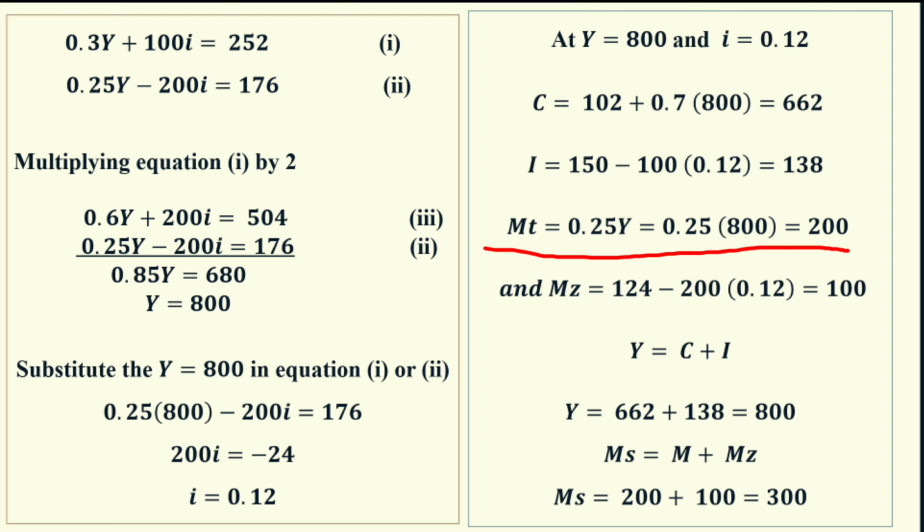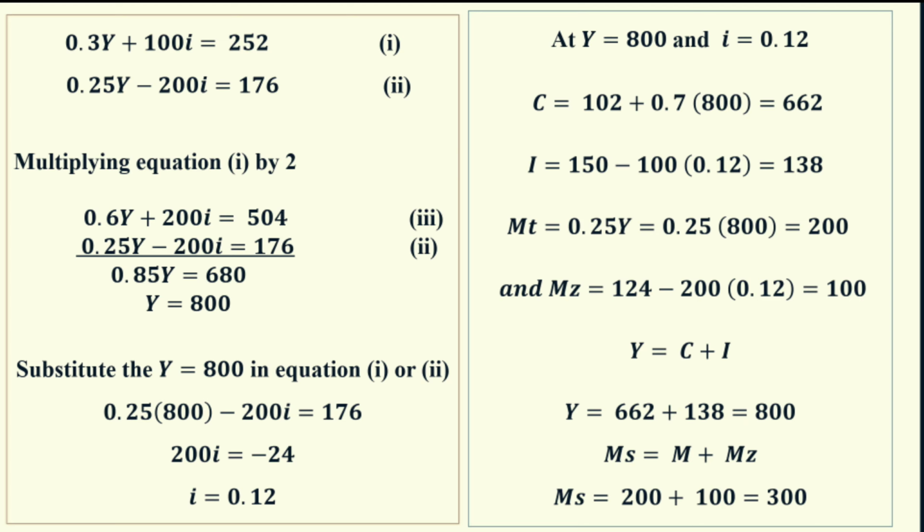Then similarly, we have the transaction demand for money, that is MT, which is 0.25y. Substituting y equal to 800, it is 0.25 into 800, which is equal to 200. Similarly, we have the speculative demand for money, which is MZ, equal to 124 minus 200i. Here i is 0.12. So 124 minus 200 into 0.12 is equal to 100.